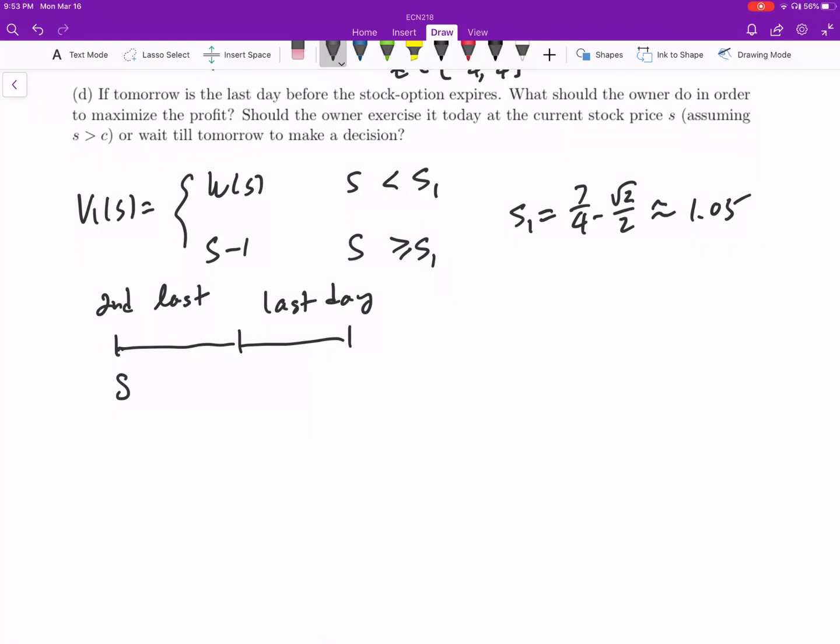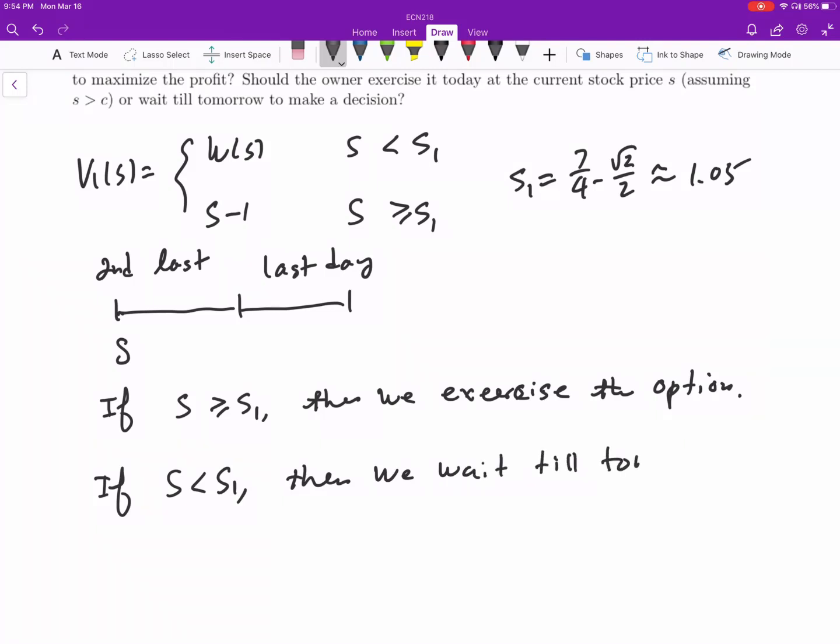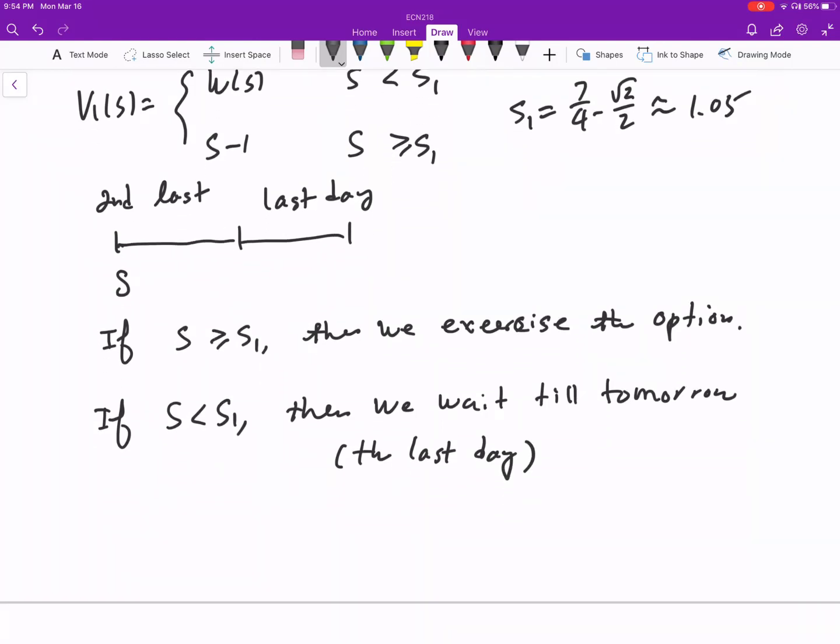So our conclusion is that if S is greater than S1, then we exercise the option. Okay. If S is less than S1, then we wait till the last day, till tomorrow. The last day. Okay. So that is the conclusion of this model.